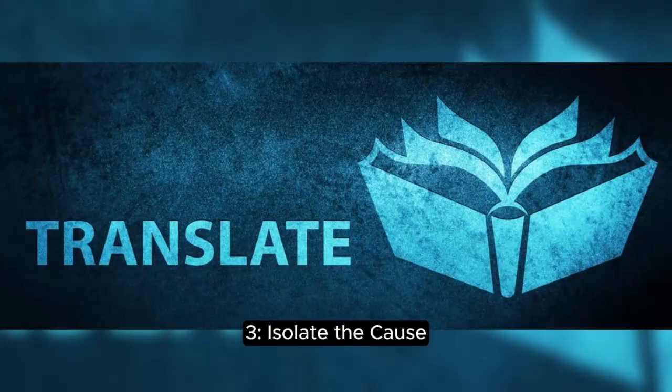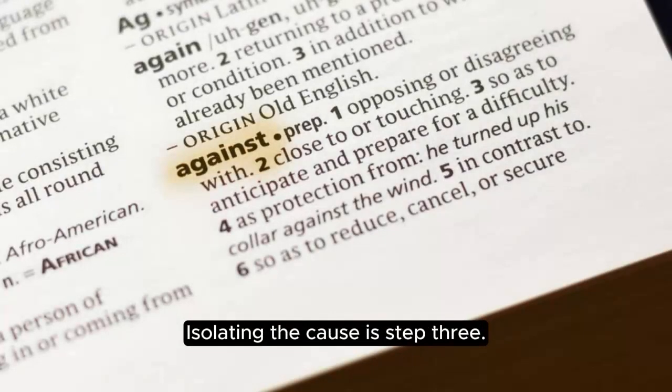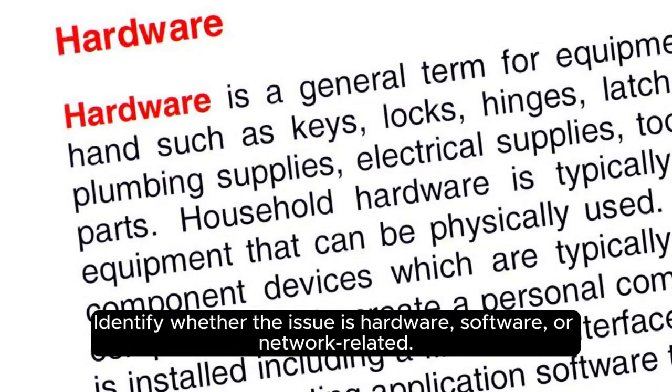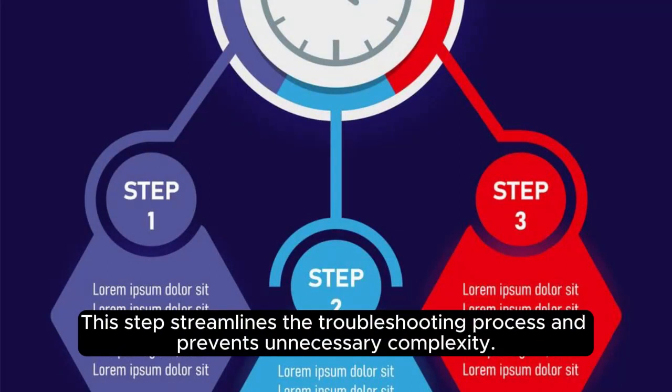3. Isolate the cause. Isolating the cause is step 3. Identify whether the issue is hardware, software, or network related. This step streamlines the troubleshooting process and prevents unnecessary complexity.